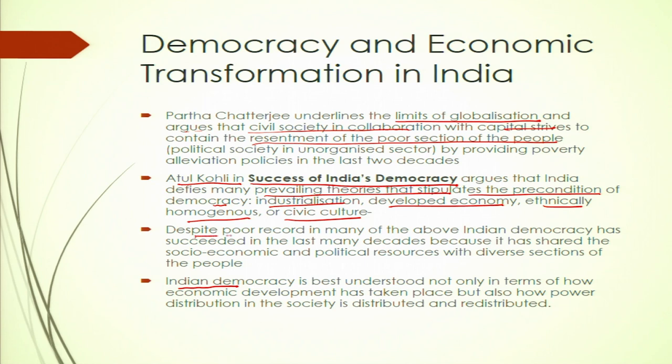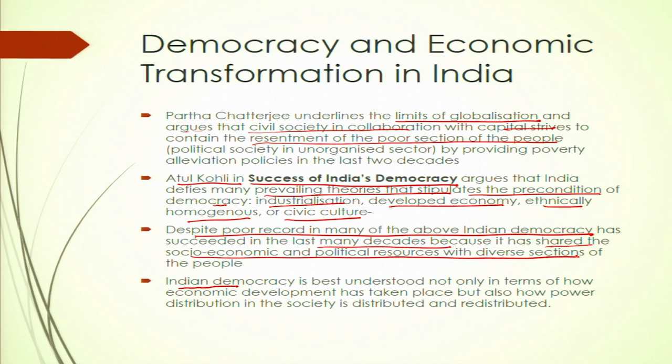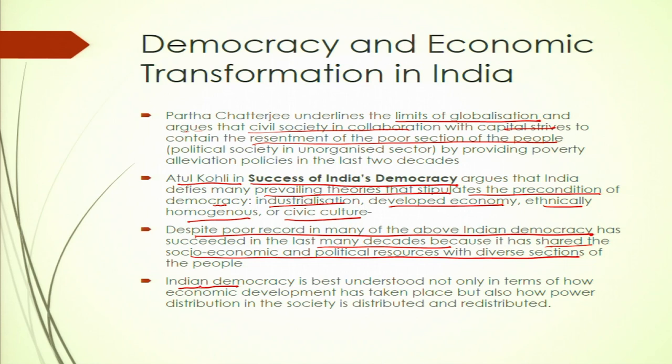He argues that despite a poor record in many of the above economic areas, democracy has succeeded in the last many decades because it has shared the socio-economic and political resources with diverse sections of people. Now, in comparison to what Chatterjee argues, Atul Kohli is more sympathetic towards the idea of how the state, or the government, or the Indian nation state, has managed to ensure that democracy prevails in India. His argument is that over a period of time, the state has shared the resources with all sections of society in whatever limited manner, but the idea of sharing is there, and that's how democracy has prevailed in India. He goes further to argue that Indian democracy is best understood not only in terms of how economic development has taken place, but also how power in the society is distributed and redistributed.